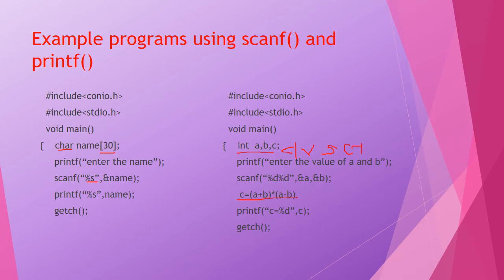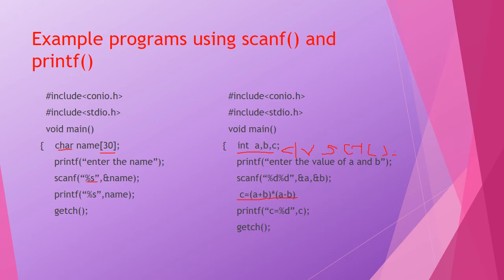I have forgotten, so I'm just writing over here CLRSCR. After the void main, each statement should be closed with a semicolon. In English we say it as a sentence. A sentence is stopped by using the full stop, and here in the program each line is closed by using the semicolon. Here I want to enter two values, the value of a and also b.